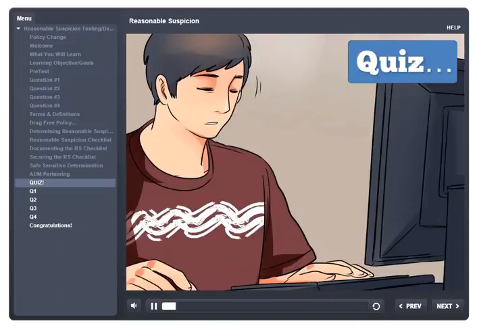Now it's time to test your knowledge on reasonable suspicion. You will be presented with 4 questions on documenting the correct substance misuse indicators. Using your mouse, click on the correct substance misuse indicator and then select the Submit button.